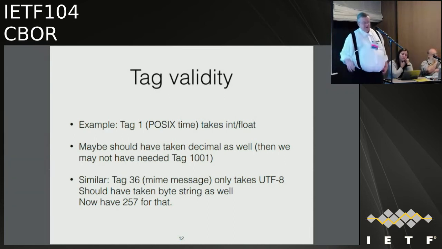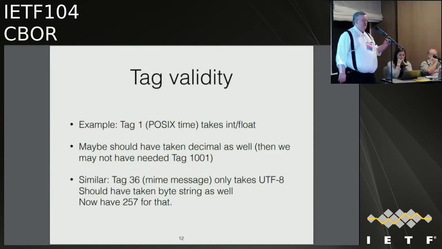Or tag 36 is defined as taking UTF-8. And of course, there are MIME messages that are binary encoded. So we now have 257 for those. And that seems to be a recurring theme, that we don't get the tag validity quite right, and it really means something different than what we actually write. So the idea was that tag 36 actually is a valid MIME message, but the idea really wasn't that it only addresses UTF-8 coded ones.